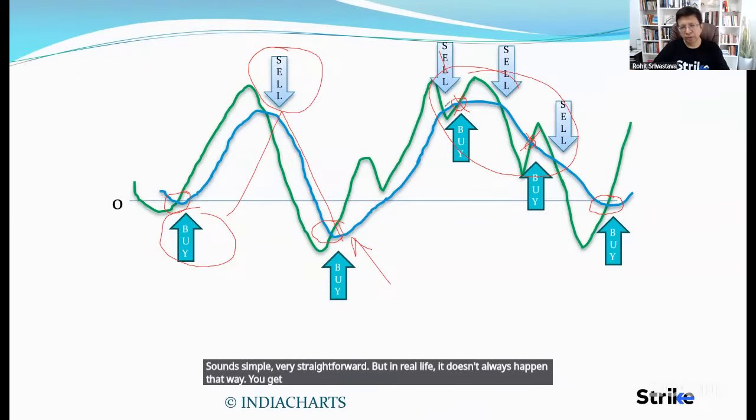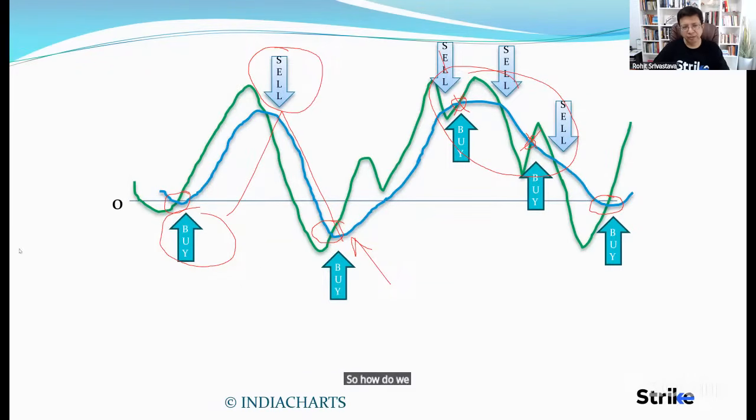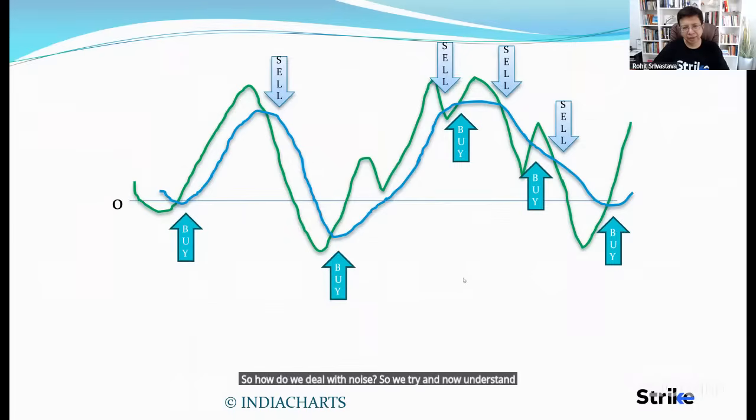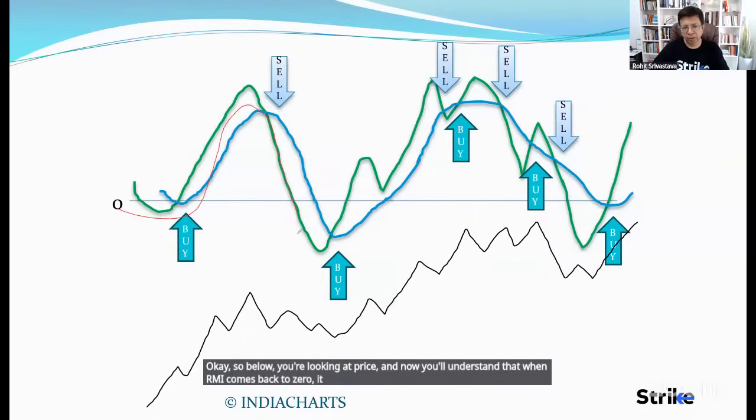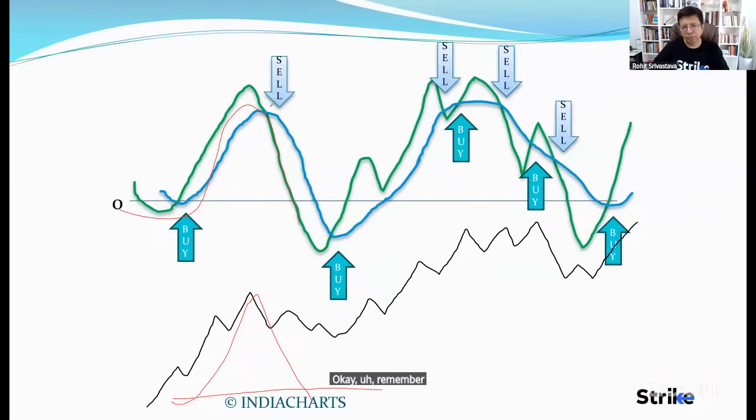You get something known as noise. So how do we deal with noise? We try and understand that aspect now. Okay, below you're looking at price. And now you'll understand that when RMI comes back to zero, it goes up and comes back down. Does that mean price goes up and comes back down? No. Remember, this is a momentum indicator.